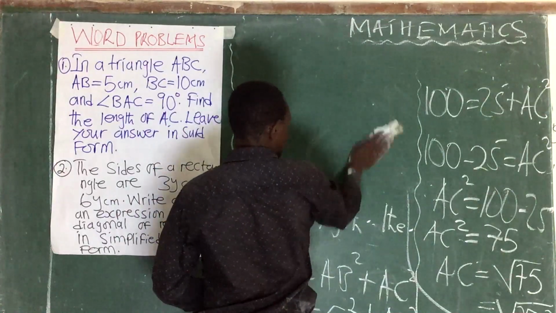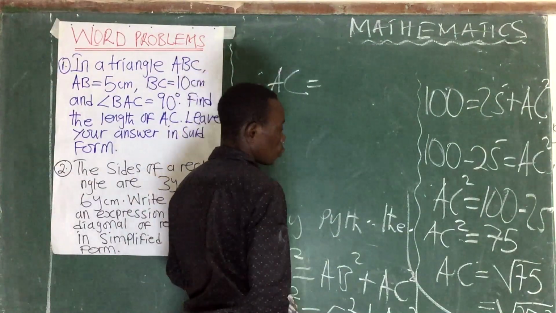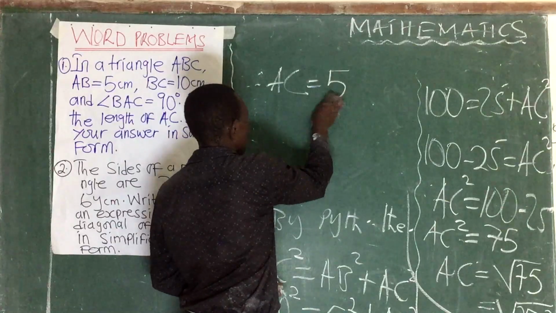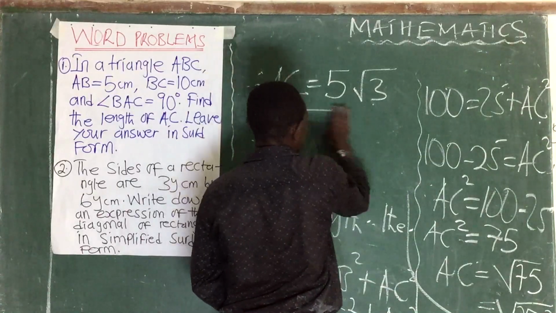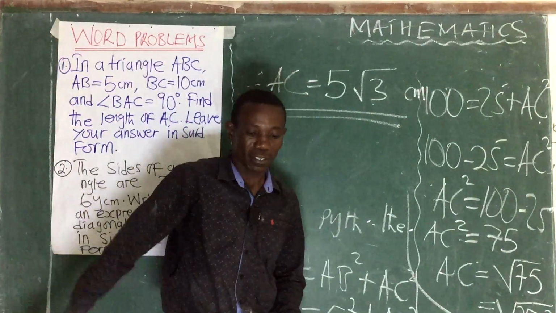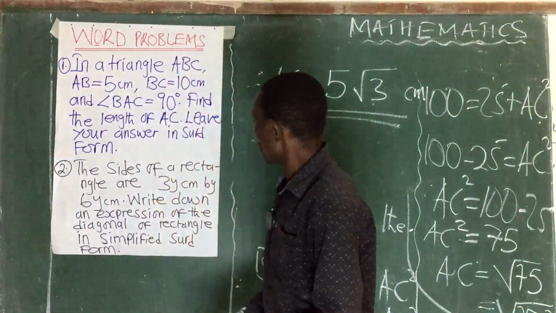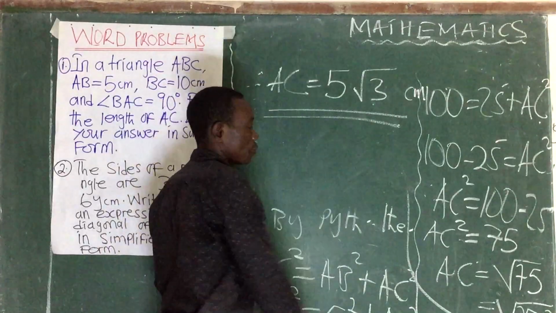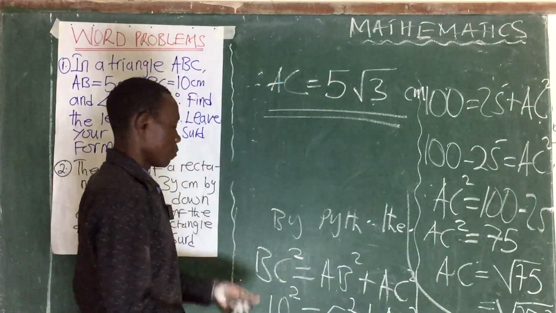So for the logical purposes, it means here the value of AC shall be equal to the square root of 25, which gives us a 5, but the square root of 3, we don't have it, so we leave it just like root of 3 as such. So this is the value of AC in centimeters. Once we have done this, it means we have really expressed our answer in a simplified surd form. So that's it about example 1.